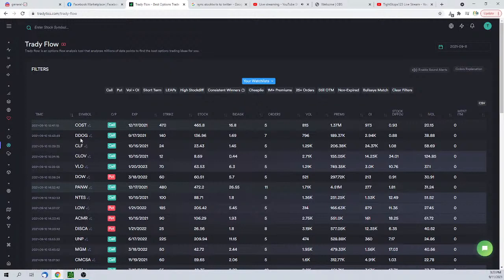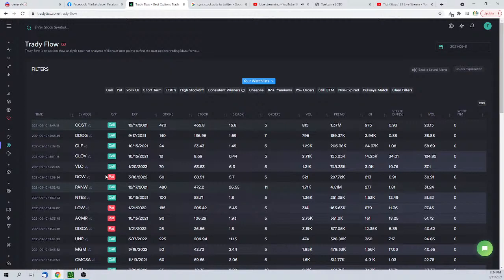Same thing, Friday at 2:45 my time, Central Time. DDOG, 9/17/2021, large contracts came in. Strike 140. Stock is at 136.96. Seven orders. $189,000 in premium. That's a pretty good size order on that particular stock because DDOG is strong. And percent difference 0.88. So that's one I would look at.